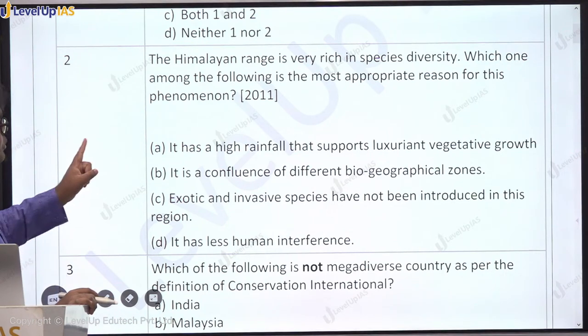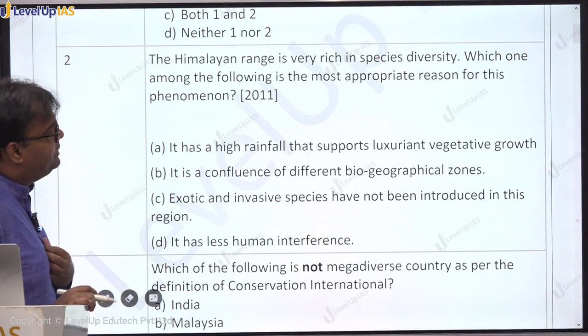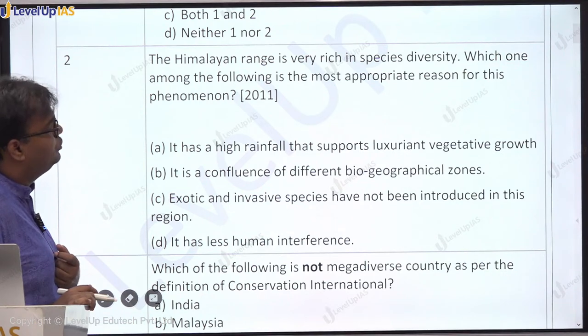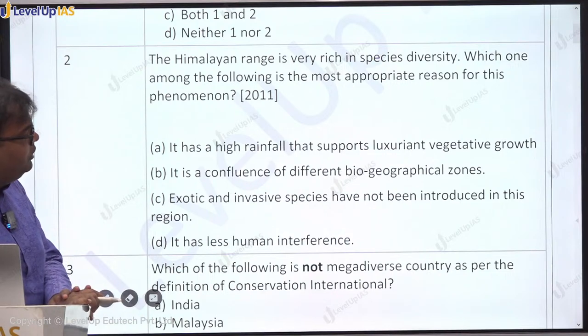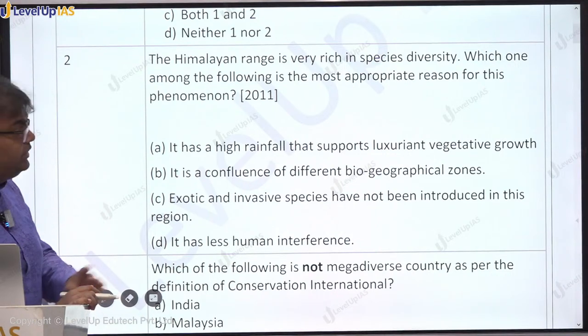Yes. Question number two, Himalayan range is very rich in species diversity. Which one of among the following is the most appropriate reason? It has a confluence of different biogeographical zones. This is the reason. This is the main reason.